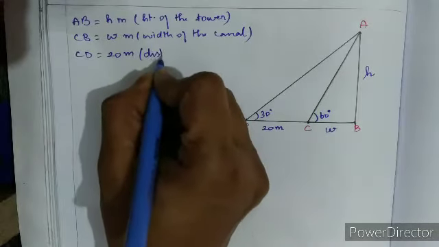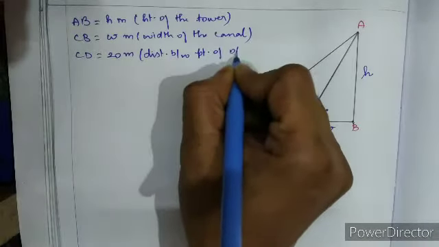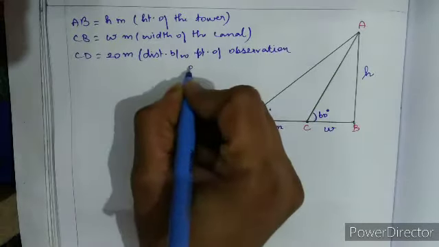It is the distance between the points of observation of the tower.